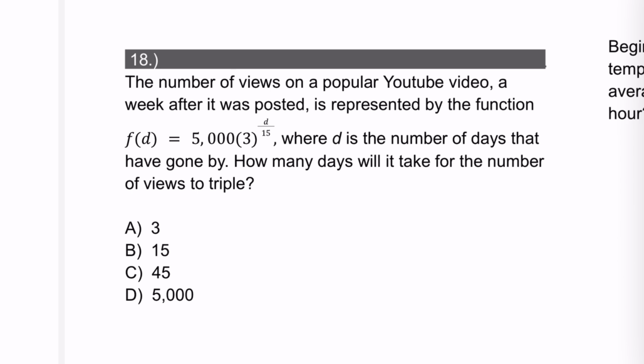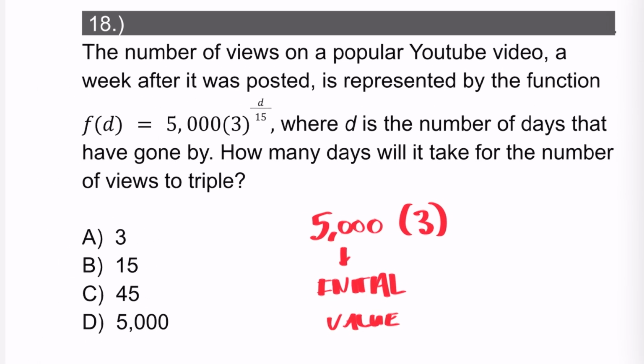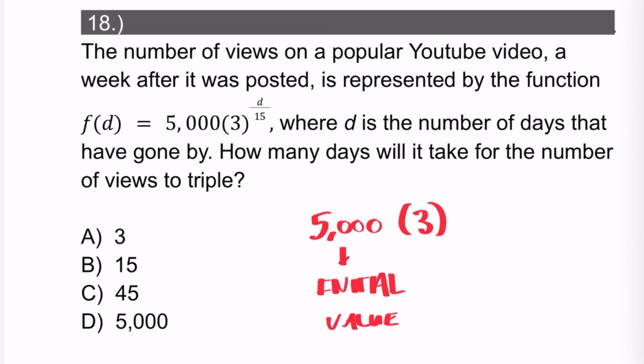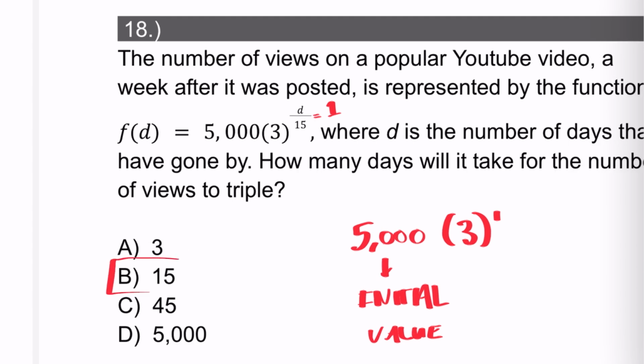Okay, this is an exponential growth problem. You'll notice here that 5,000 is actually the initial value. So this person has 5,000 views. And they're asking how long until it triples. Well, triple would just be times three, right? So what value of d would make this to the power of 1? Oh, 15 over 15 would be 1. So B is your correct answer there.